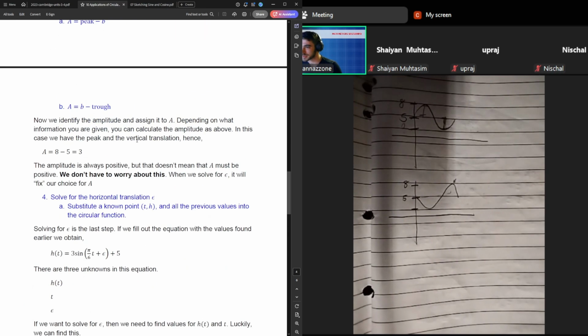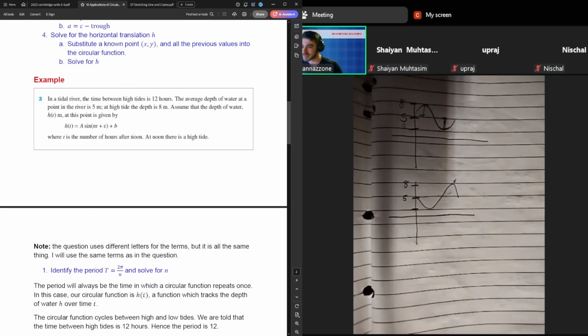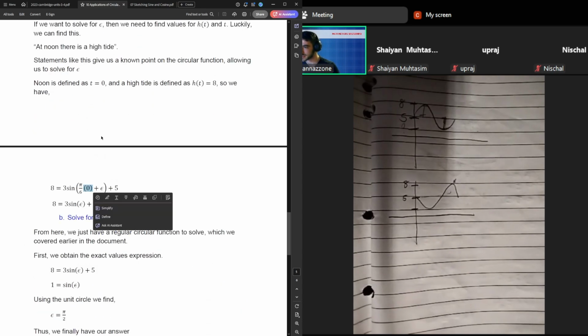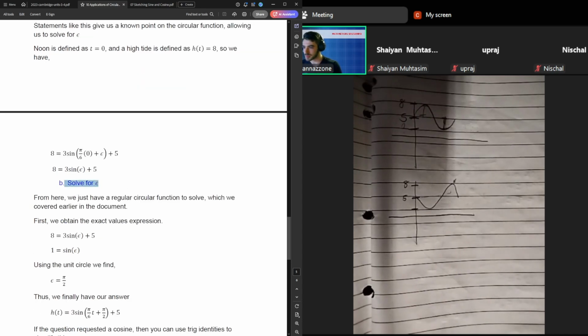Yes, it'd be 0, because if t is the number of hours after noon, then at noon must be 0 hours after noon. So that's what we're going to do. We sub in our t equals 0, we sub in our height equals 8, simplify everything in the brackets. So obviously 0 times anything is going to give you 0. And from here, you're just solving a regular old circular function.